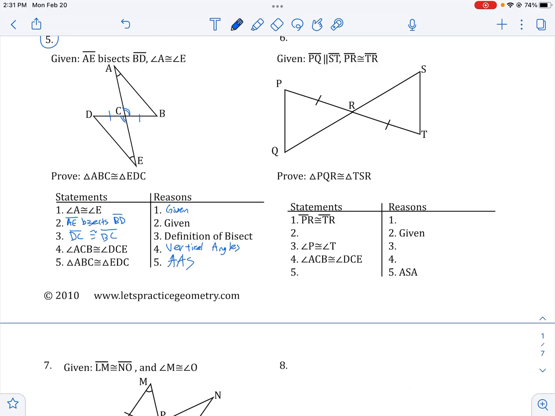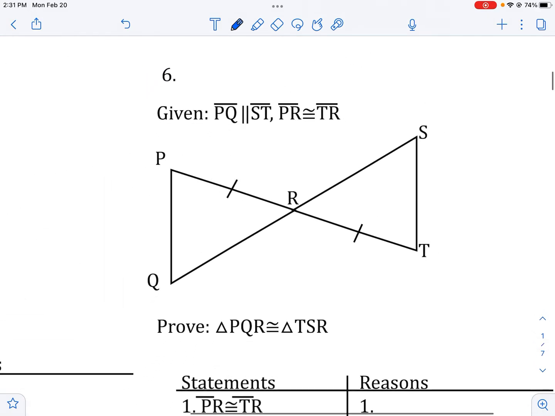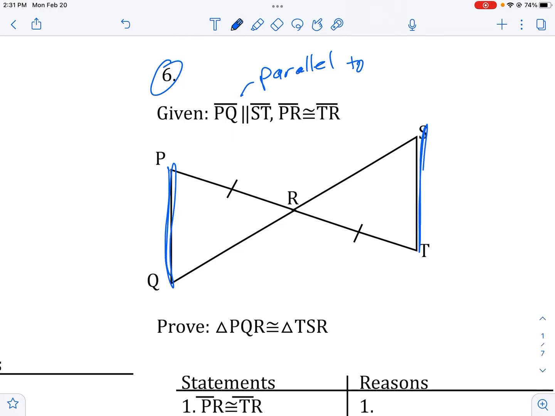And so I want to talk about another one here, number 6, because we haven't seen this a whole lot yet. But when you see these two vertical lines, that means parallel to. And so this side PQ is parallel to ST, which is over here. So I'm going to put these little arrows here. That means those are the parallel lines.